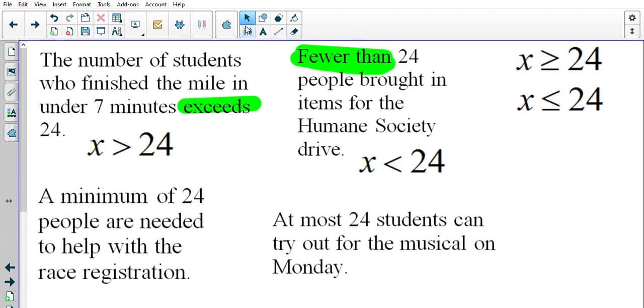Bottom left, we have a minimum of 24 people are needed to help with the race registration. The word minimum represents our inequality symbol. So that's greater than or equal to.